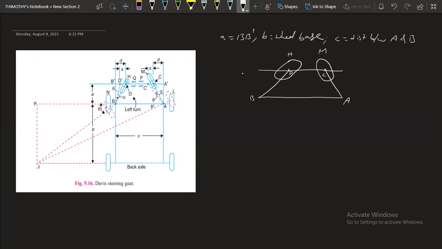Initially, these two slotted links make an angle alpha to the vertical, and here also this is alpha. The horizontal distance between these two from here to here is small d, and here also from here to here, horizontal distance small d.